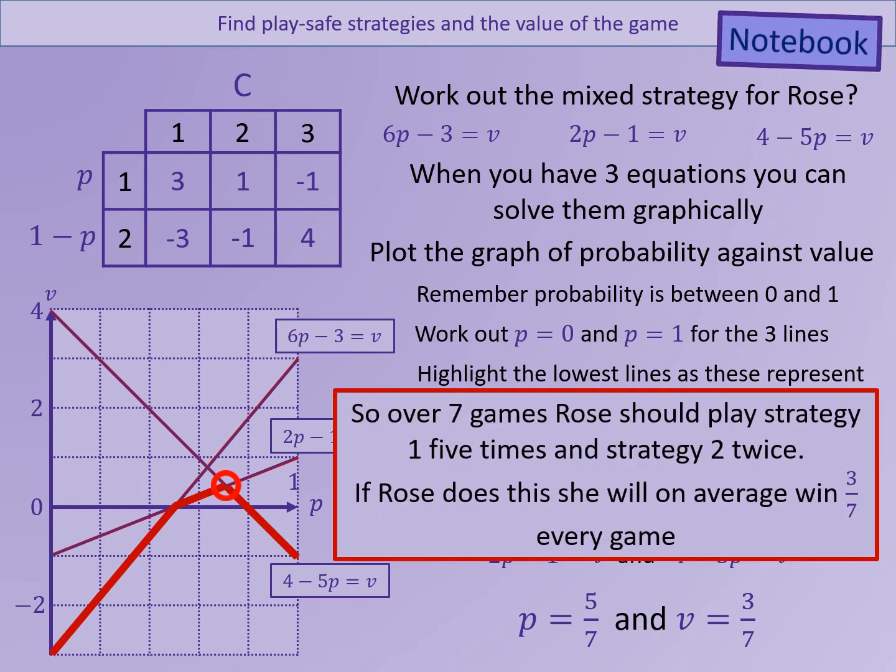So this tells us that over 7 games, in order to minimise her risk of loss, Rose should play strategy 1 5 times and strategy 2 twice out of 7 games. Or another way of saying that is that she should play strategy 1 5/7 of the time, or probability 5/7, strategy 2 2/7 of the time, or probability 2/7. And if she does this, she can expect to average a win of about 3/7 every game.